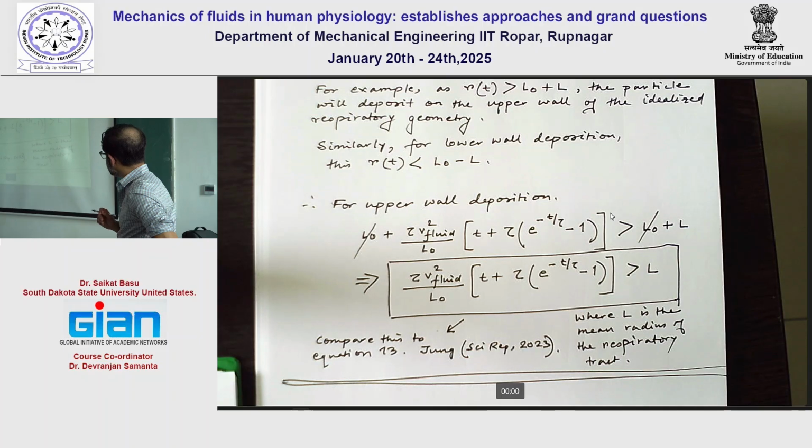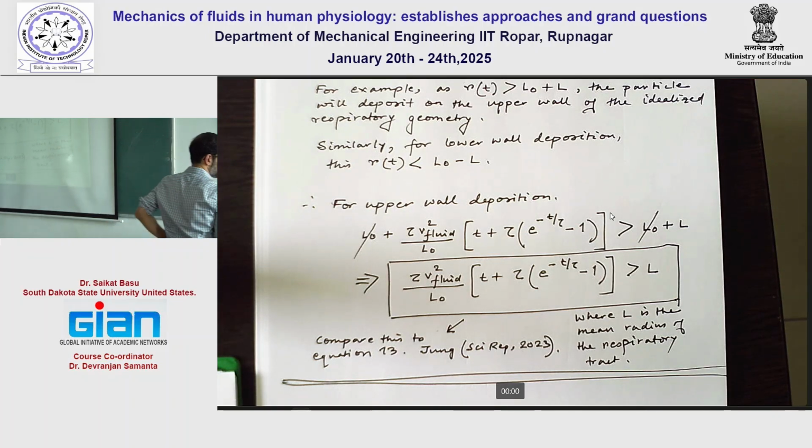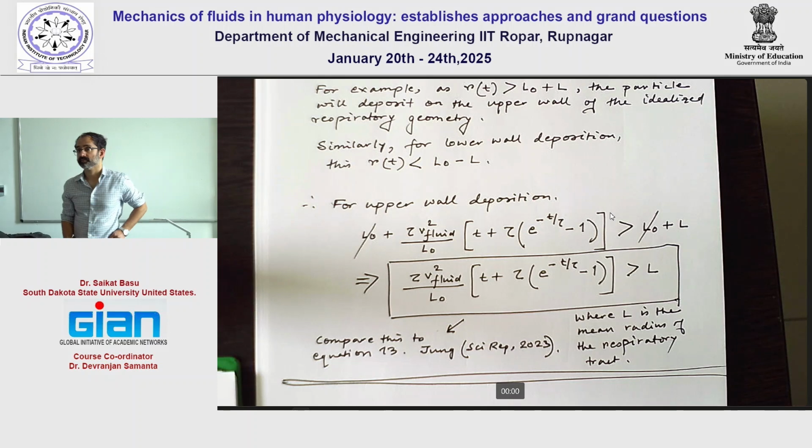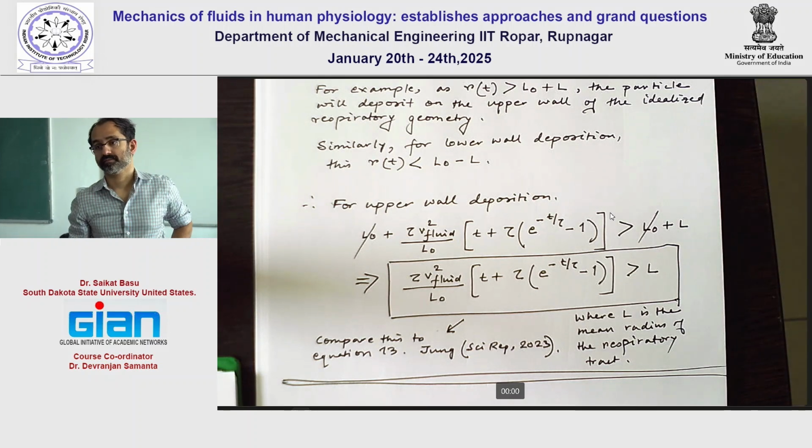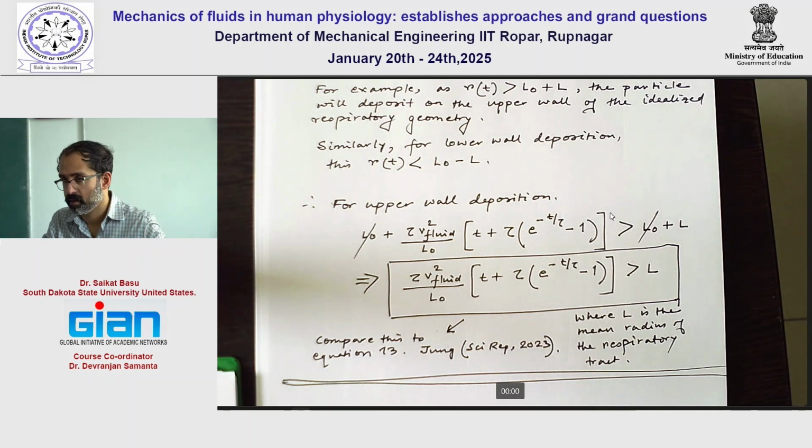So based on the particle sizes, let's first figure out the particle relaxation time, that cofactor that is outside the bracket, and then we can take a look at the MATLAB code that I wrote. So from here we can conclude that if the time is greater than the particle relaxation time, then the particle will definitely deposit on this upper wall.